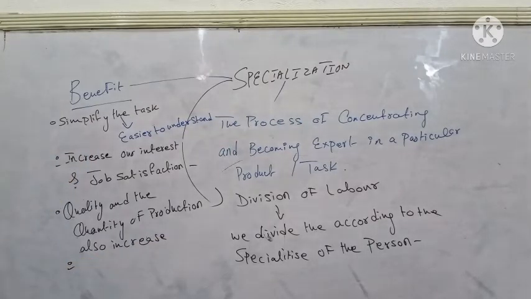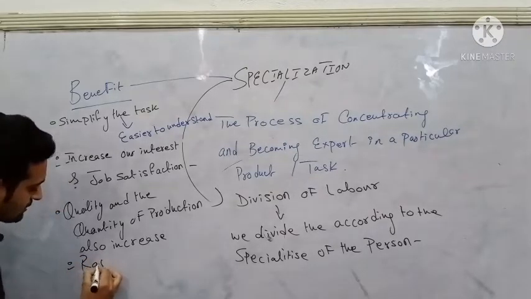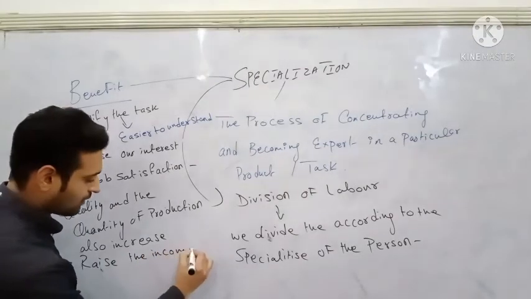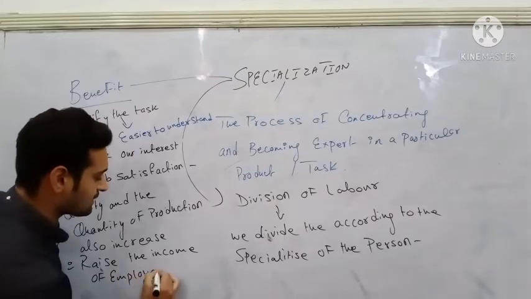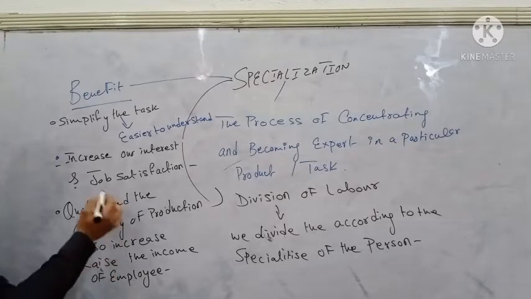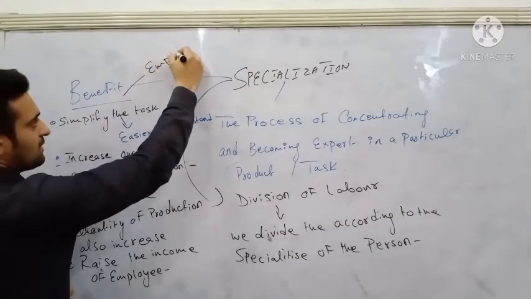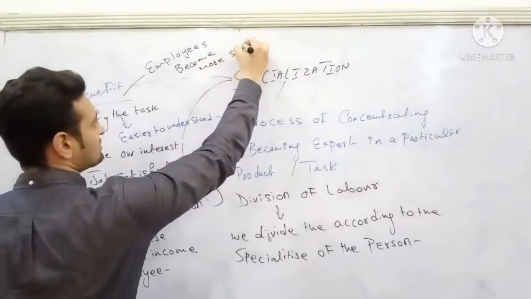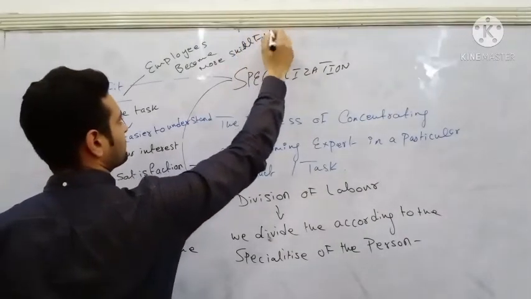Then, by adopting specialization, we can help the workers to raise their income. So it raises the income of employees, because when you have a specialized knowledge of something, you can get a good income from the market. You are going to charge higher prices than other workers who are not specialized in something. Okay, then specialization makes the employees more skillful. So with specialization, your employees become more skillful. They have much more knowledge and skills than before. Okay?